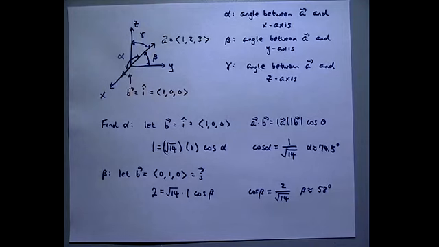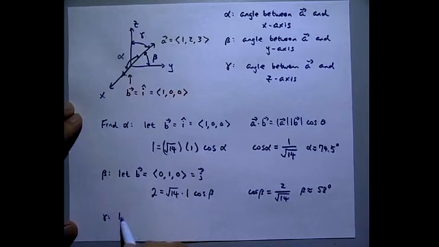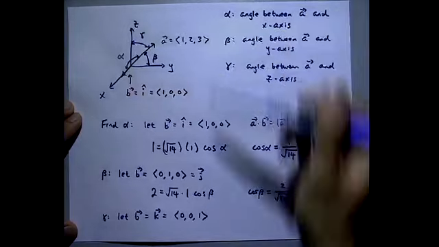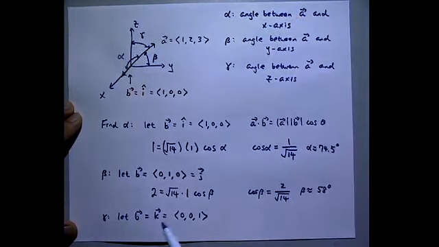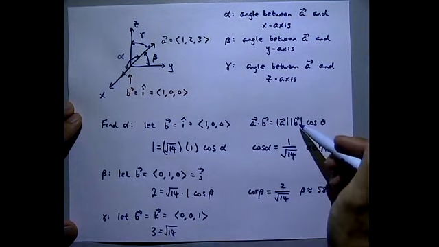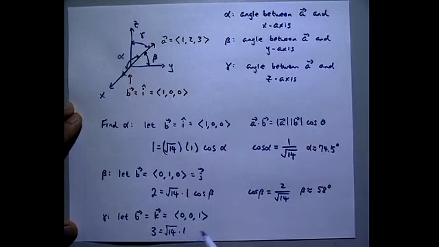And then you can calculate gamma exactly the same way, right? We let the b vector be the k vector, 0, 0, 1. So a dot b is 0, 0, 3. Magnitude of A is radical 14. Magnitude of B, again a unit vector, is 1. Cosine gamma. And this turns out to be about 37 degrees.